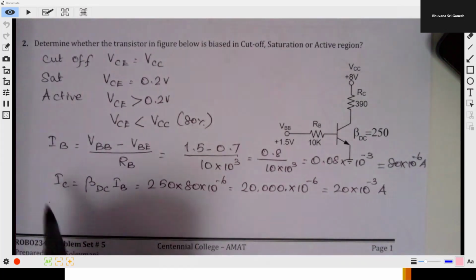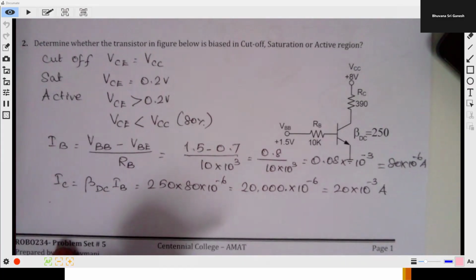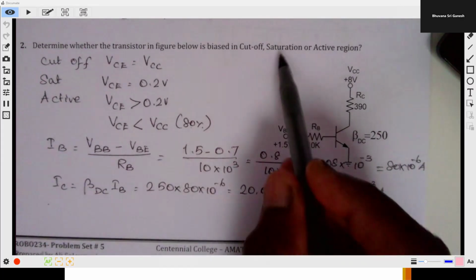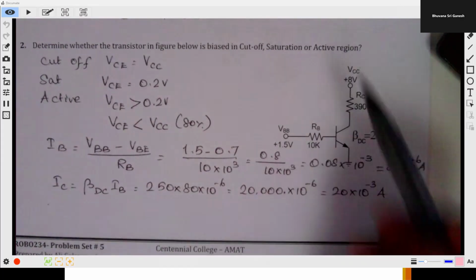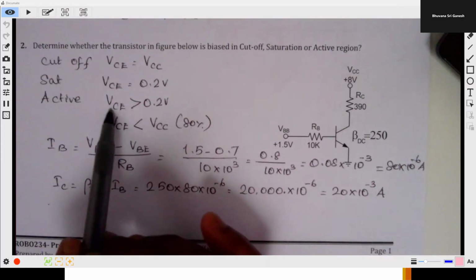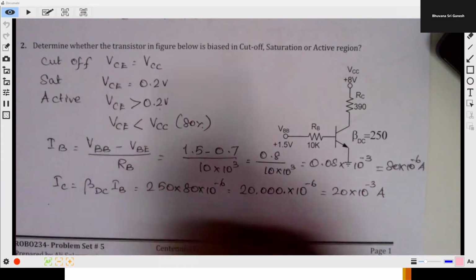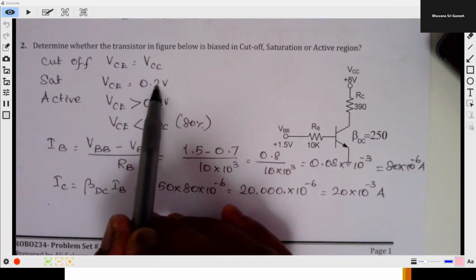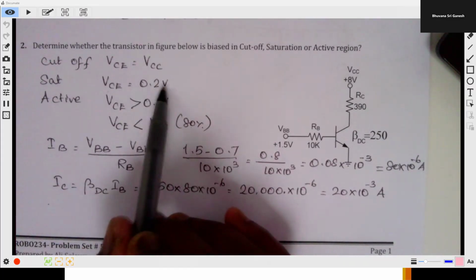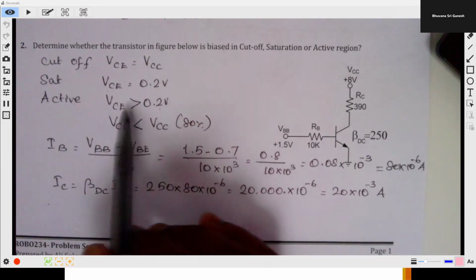So this is also saying the transistor is not in cutoff. Still, we want to know how much is VCE to clearly say if it is in saturation or an active region. For saturation, VCE should be between 0 and 0.2. But if it is greater than 0.2, it's an active region. So let us see here.